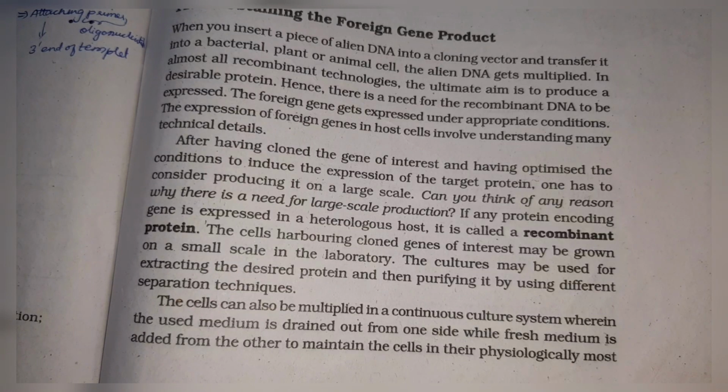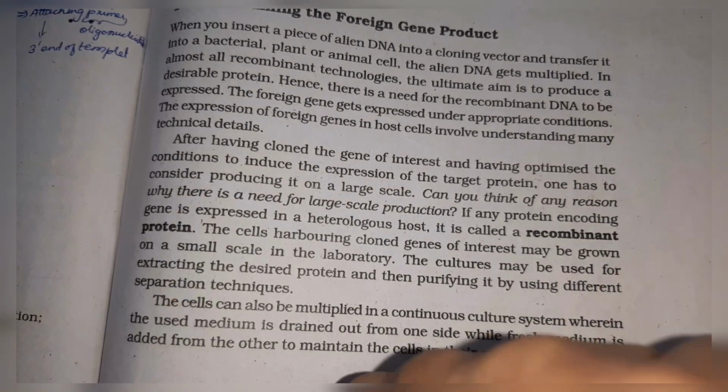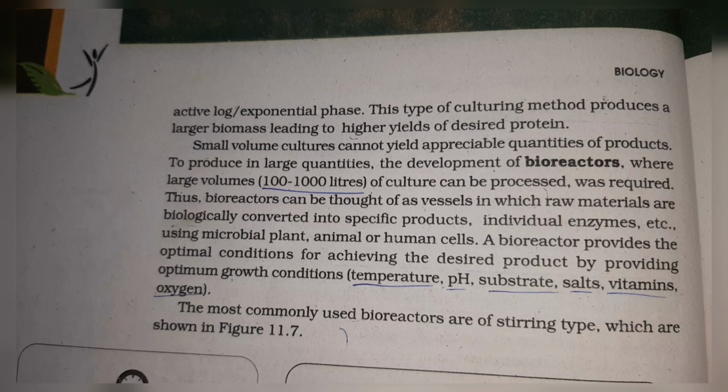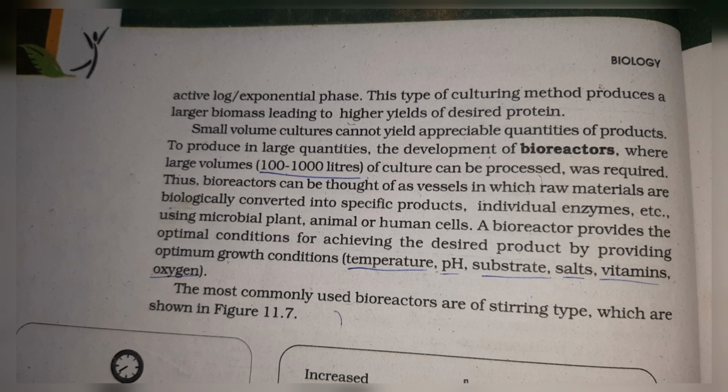The cells harboring cloned genes of interest may be grown on a small scale in a laboratory. The culture may be used for extracting the desirable protein and then purifying it by using different separation techniques. The cells can be multiplied in a continuous culture medium wherein the used medium is drained out from one side and fresh medium is added from the other to maintain cells in their physiologically more active or exponential phase. This type of culturing medium produces larger biomass leading to higher yields of desired protein.